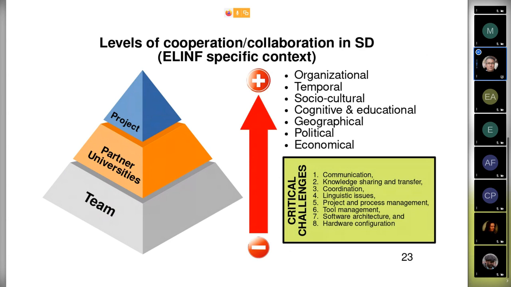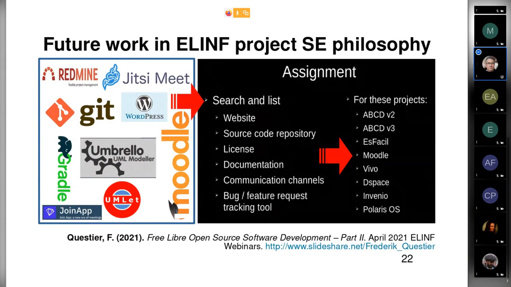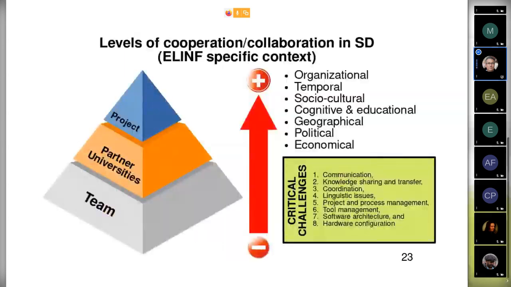We can say that in our case, we have the team level, we have the partner university level, and we have the project level. We have the same challenges, and now we need to really understand that if we don't use an ecosystem of these applications for software engineering, we will have a lot of trouble managing the critical challenges that we have been talking about in all the presentations. Okay, and therefore I suggest you think a little bit more about the tools and how to use the tools to really solve and attack the challenges.